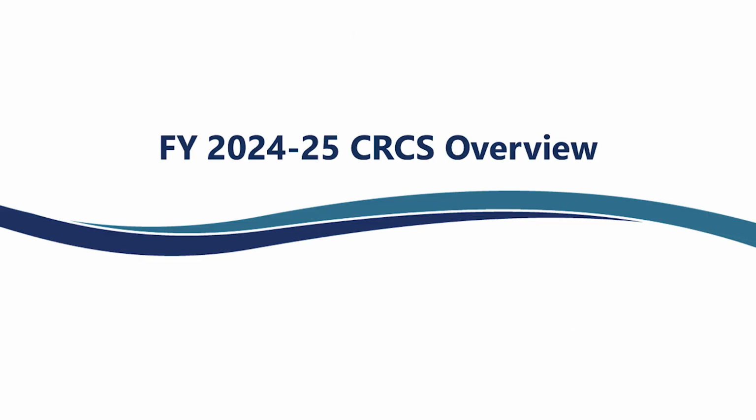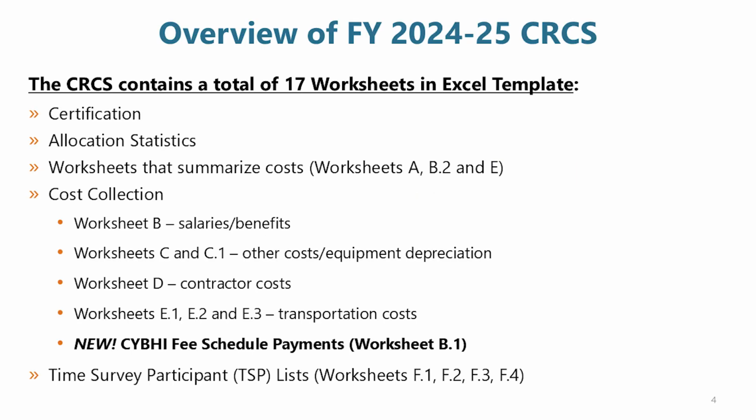We will start with an overview of the fiscal year 2024 to 25 CRCS. In total, there are 17 worksheets in the fiscal year 2024-25 CRCS template. The key difference between this year's CRCS and last year's template is the new tab for CYBHI fee schedule payments, which is Worksheet B1. Other than this new worksheet and some other small edits, the CRCS will look similar to last year's template.